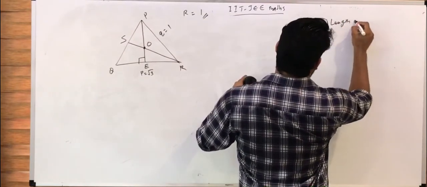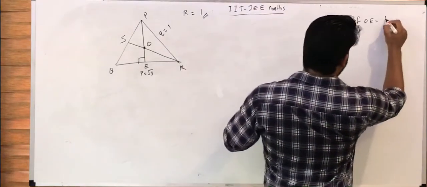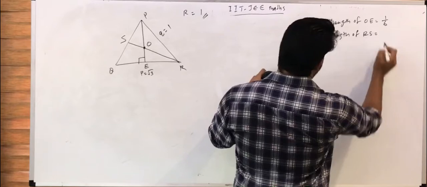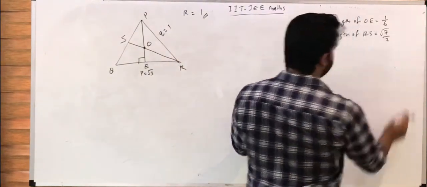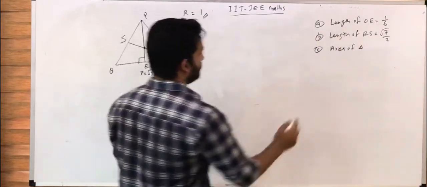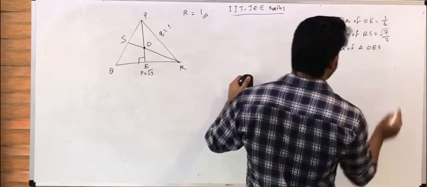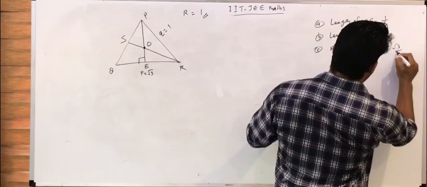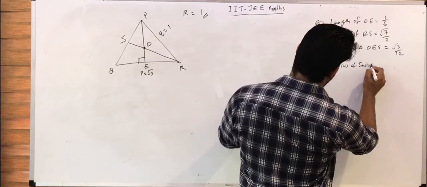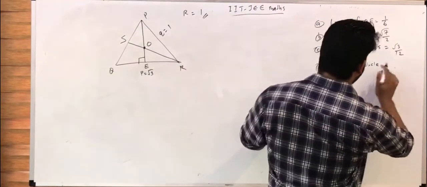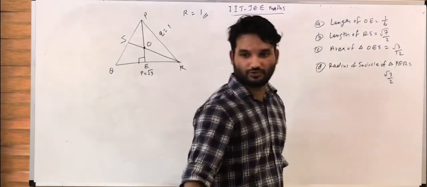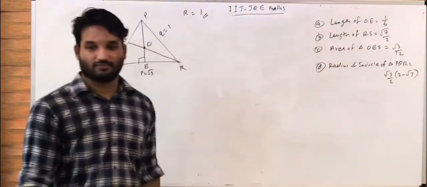Option A: length of OE is equal to 1 by 6, and length of RS is equal to root 7 by 2, and area of triangle OES is equal to root 3 by 12, and radius of the incircle of triangle PQR is given as root 3 by 2 into 2 minus root 3. So these are the options.